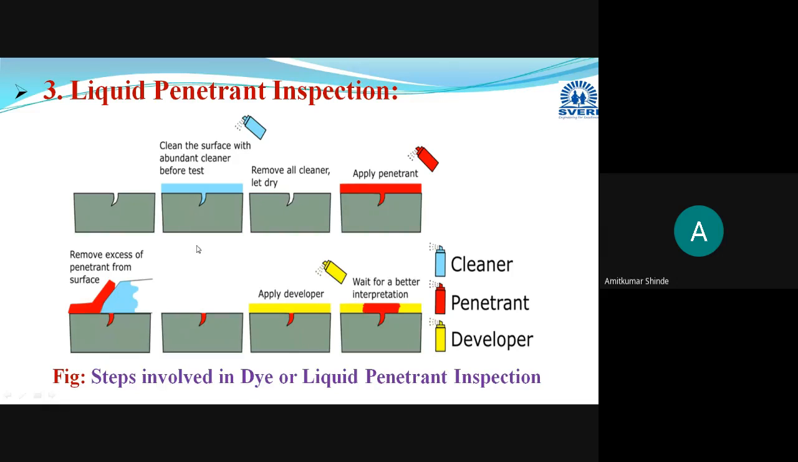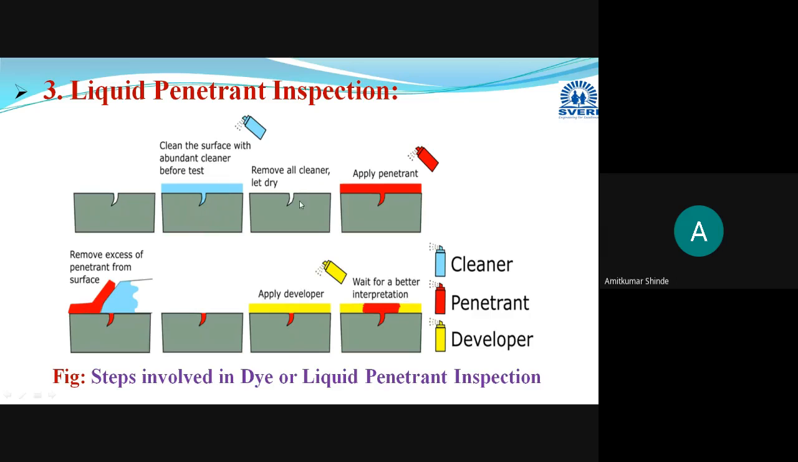Then after this, how it is conducted: the first stage, this is your component. First collect the component and do the cleaning of that component. Cleaning of that component is done in the initial stage. This is the first stage. Component is collected and cleaning is done with the help of the suitable cleaner.